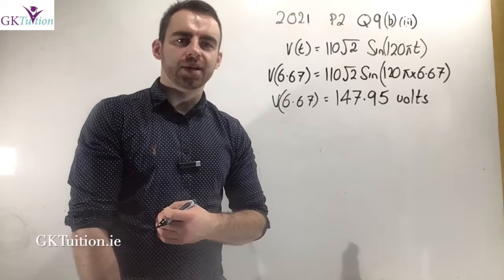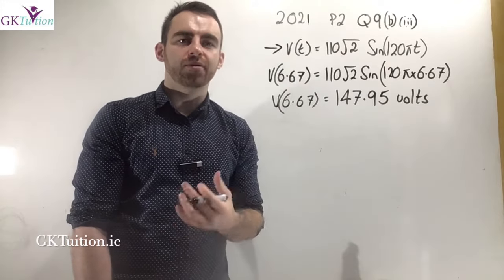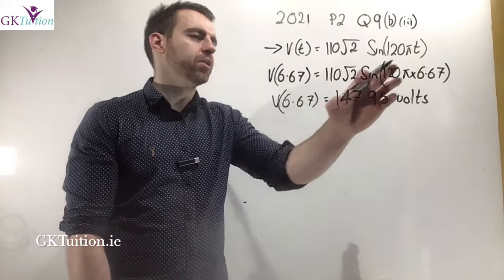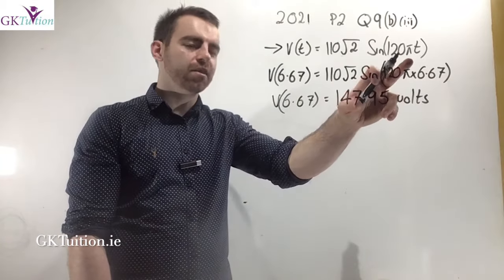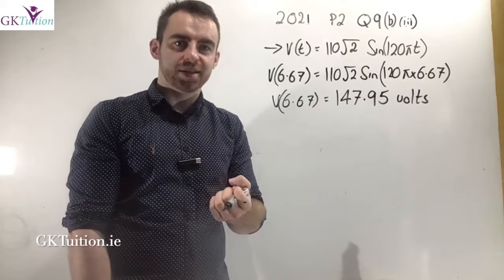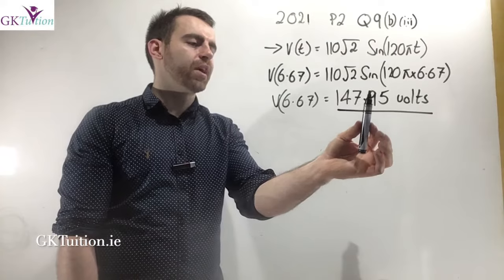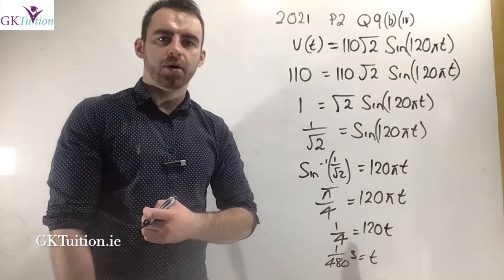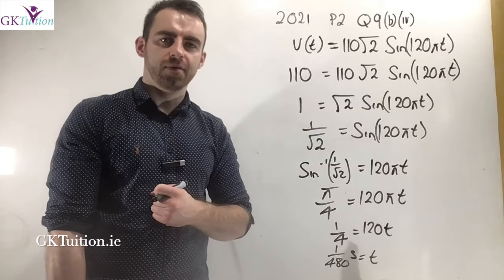Okay, part 3 is relatively straightforward. We have a formula for the voltage, and we're simply asked to work out the voltage after 6.67 seconds. So all you do is, instead of a t, you sub in 6.67. Now recognize that your angle is in terms of pi, so obviously you have to have your calculator in radians to get the correct answer here. And when you plug it into your calculator, you end up with 147.95 volts, and that's the full marks for part 3.